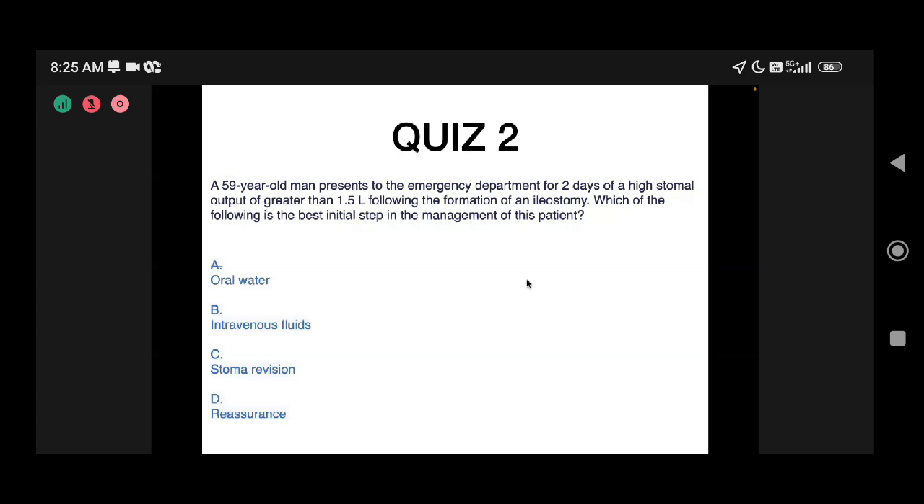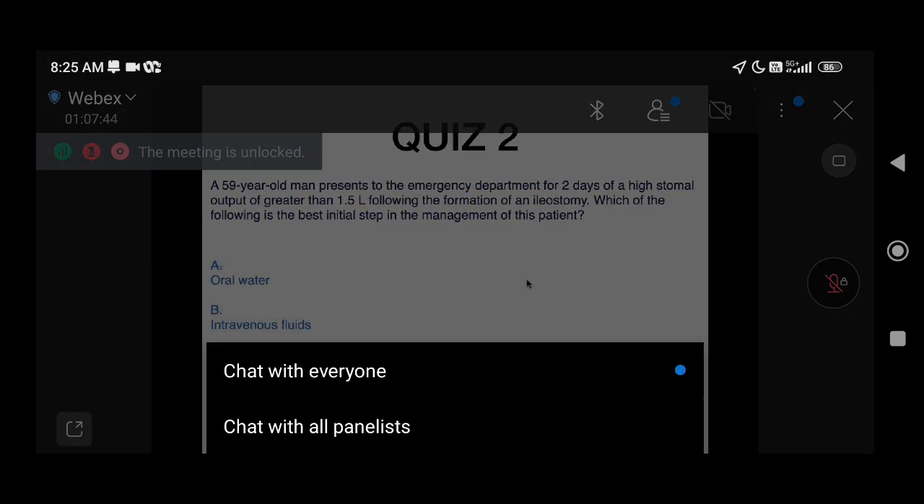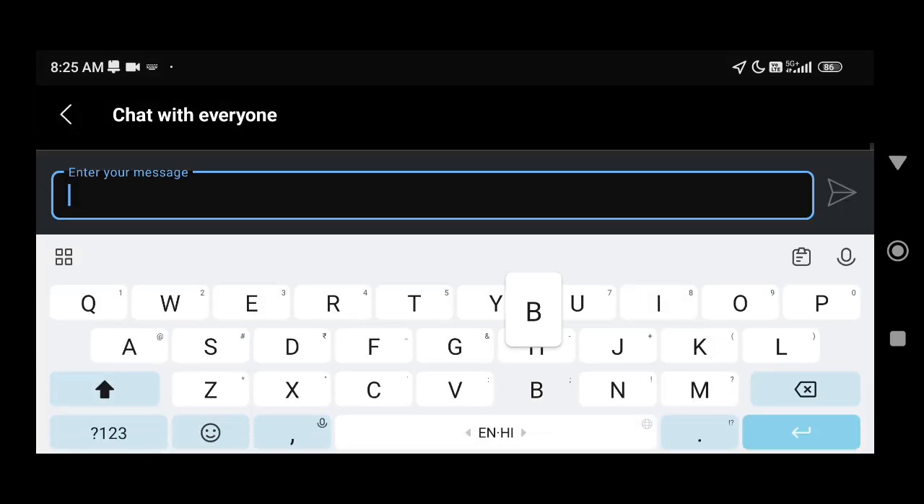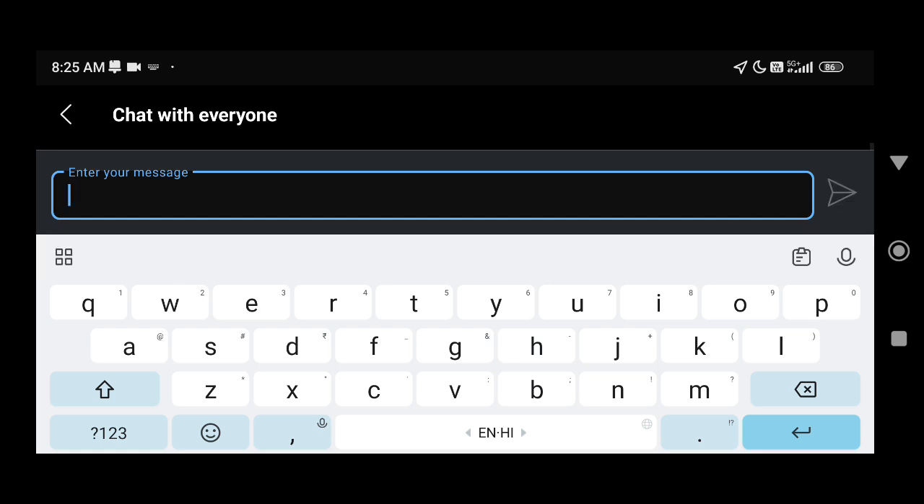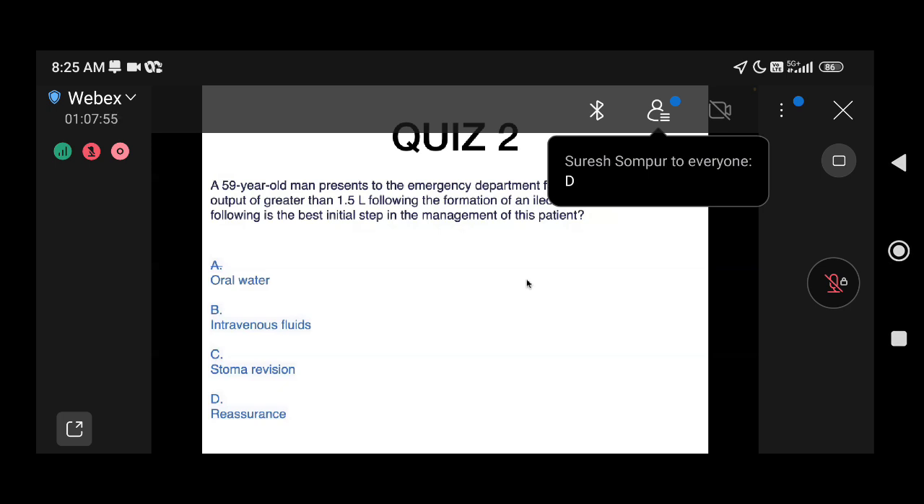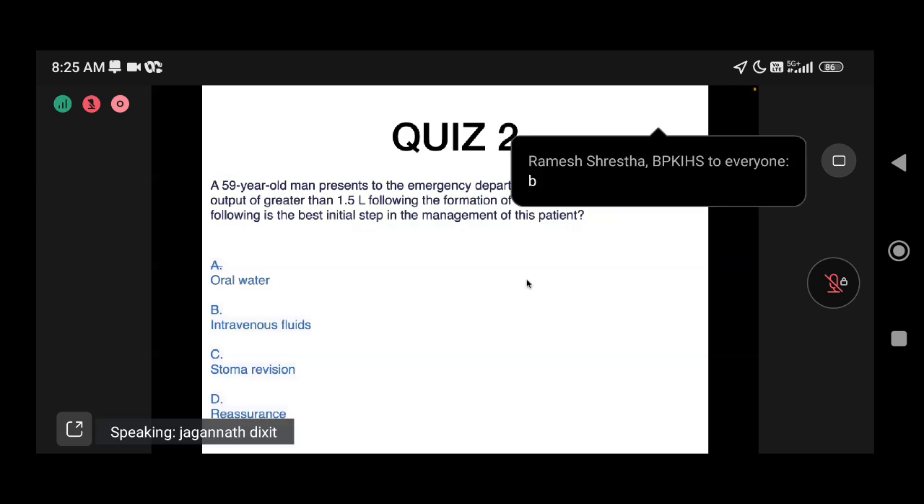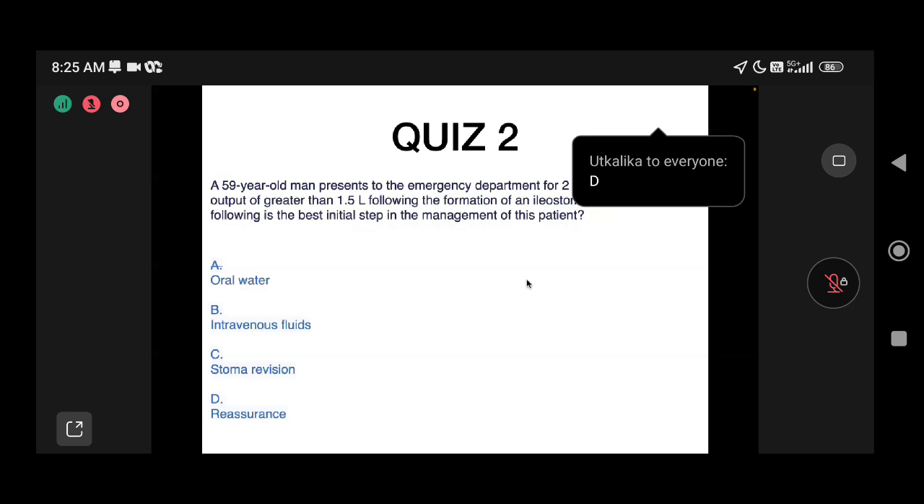A 59-year-old man presents to the emergency department with 2 days of high stomal output, greater than 1.5 liters, following the formation of an ileostomy. Which of the following is the best initial step in the management of this patient? A, B, C, D. First choice, oral water. Second choice, intravenous fluids. C, stoma revision, and D, reassurance. I am getting mixed answers.